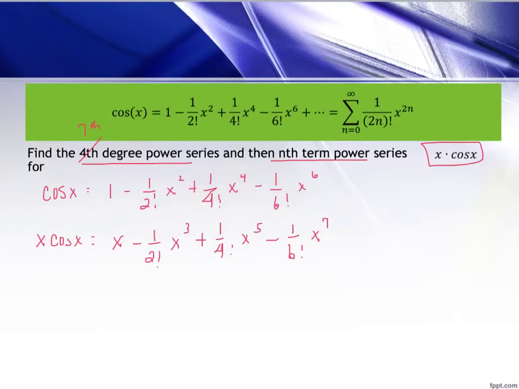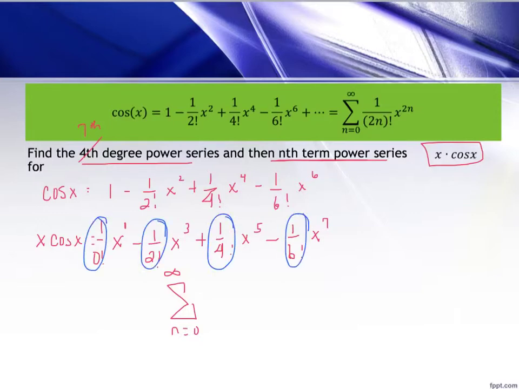Then I want to find the nth term power series for this. So we'll do sigma n equals 0 to infinity. Let's write this as x to the 1st. And notice that if we go back and put a 1 over 0 factorial, that'll give me a pattern on my factorials. So now I've got 0 factorial, 2 factorial, 4 factorial, 6 factorial.